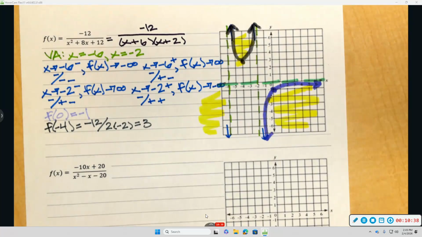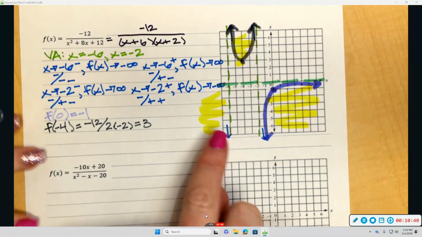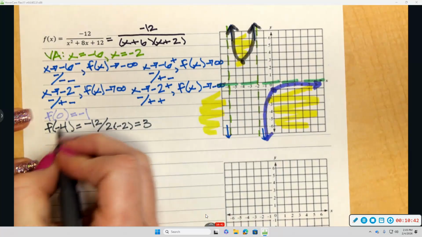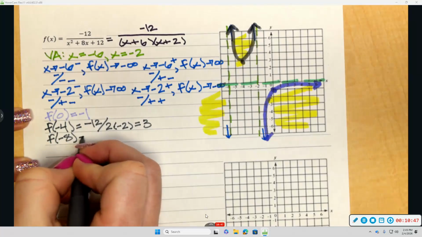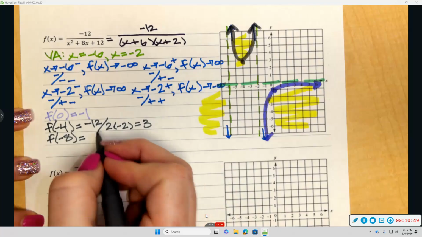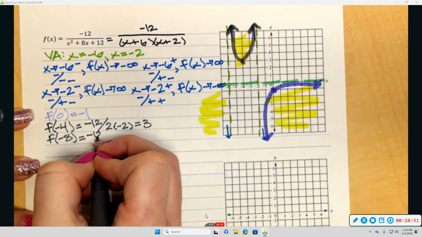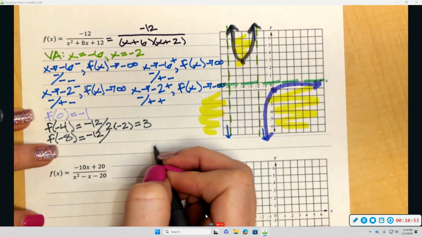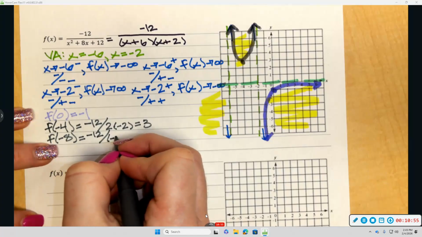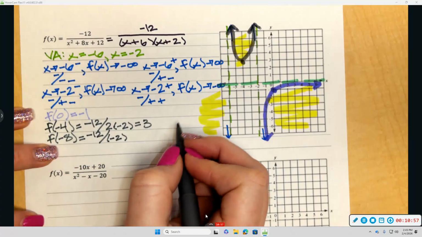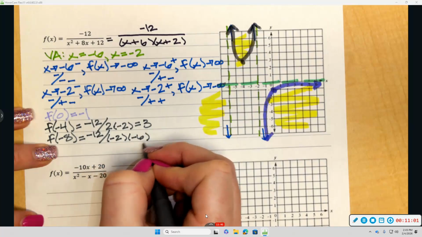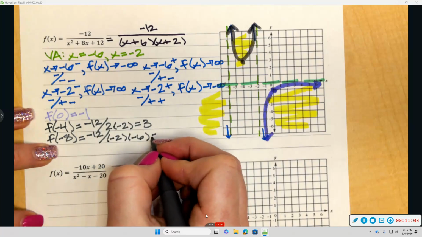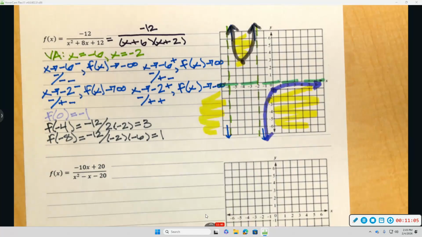And then checking a point to the left of negative 6. Let's try, how about negative 8 for fun? It doesn't matter. We could do negative 1,000,000. It would just be more work than we need, right? Negative 12 over. See, negative 8 plus 6 is negative 2. Negative 8 plus 2 is negative 6. So I get negative 12 over negative 12, which is a positive 1.